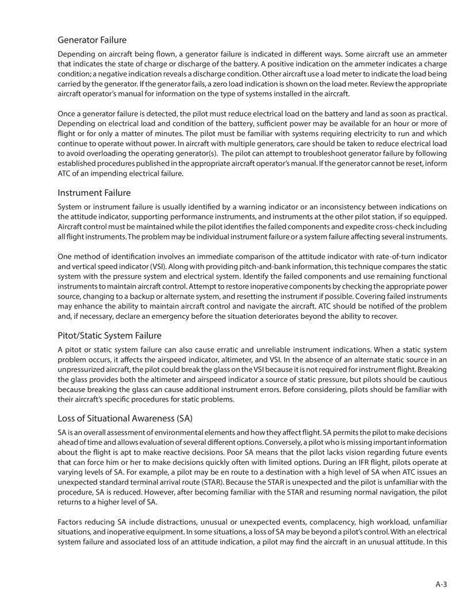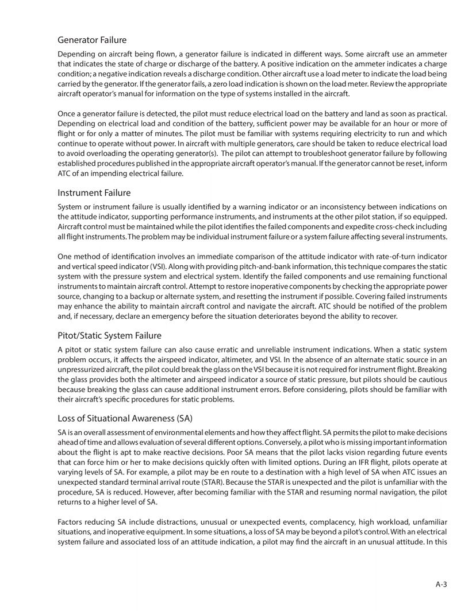Generator failure. Depending on aircraft being flown, a generator failure is indicated in different ways. Some aircraft use an ammeter that indicates the state of charge or discharge of the battery. A positive indication on the ammeter indicates a charge condition, a negative indication reveals a discharge condition. Other aircraft use a load meter to indicate the load being carried by the generator. If the generator fails, a zero load indication is shown on the load meter. Review the appropriate aircraft operator's manual for information on the type of systems installed in the aircraft.